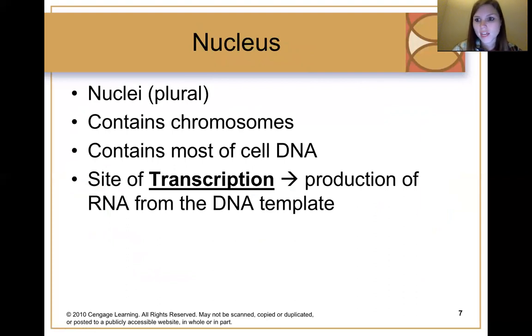So like I said, when a protein is needed, that DNA has to go to RNA first. And if the DNA has to go to RNA and the DNA is in the nucleus, it makes sense that the nucleus is the site of transcription. That is where RNA is produced from the DNA template.